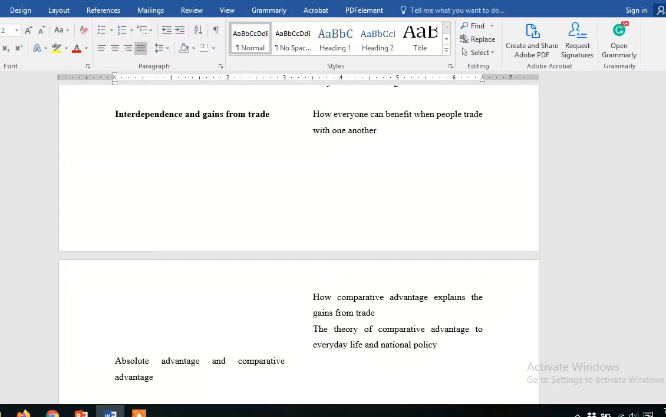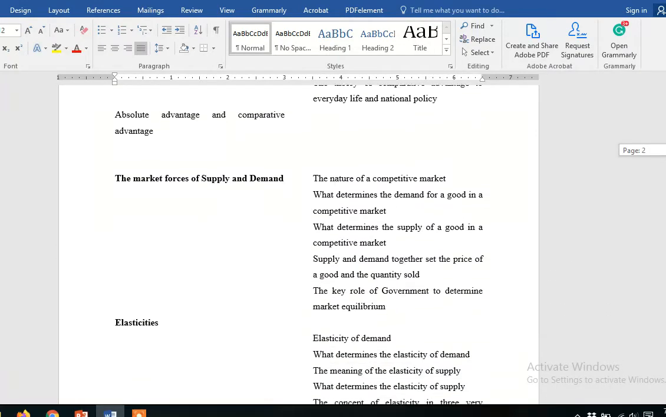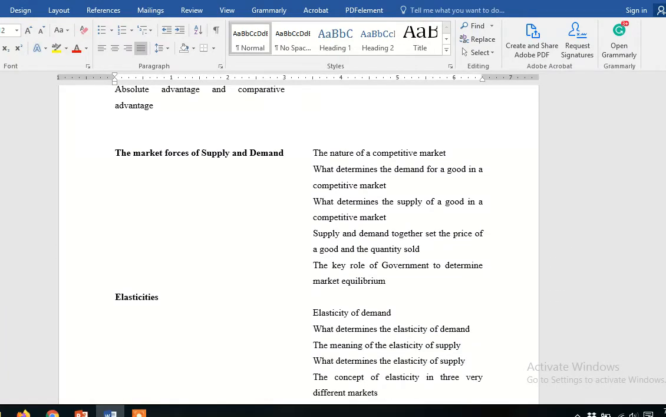We will discuss two countries without trade and with trade, like the consumption of the people of both countries without trade and with trade, in this section particularly. After this, we will move on to the market forces of supply and demand.